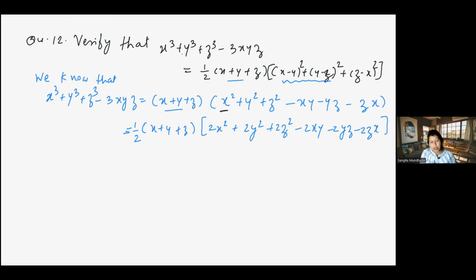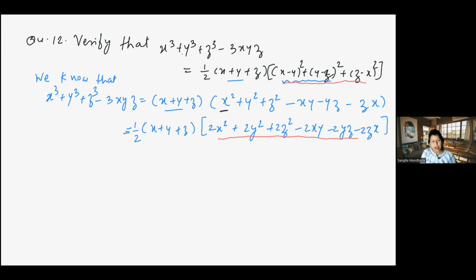Now, in place of this bracket, I have to create this bracket. So for this, I have to think something. 2x square, I can write x square plus x square. 2y square can be written as y square plus y square. 2z square can be written as z square plus z square. And I have minus 2xy minus 2yz.